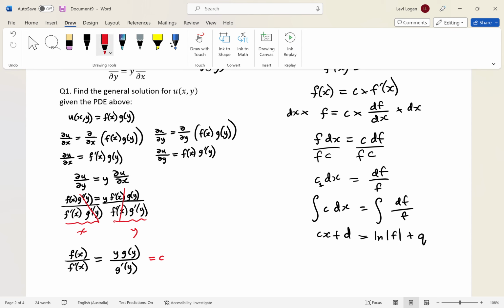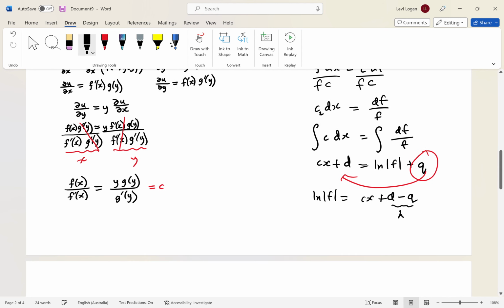Alright, so I'm just going to simplify things. I'm going to move my q to this side. So I'm just going to have natural log of f is equal to cx plus d minus q. I'm going to let this whole thing be h, because this whole thing will be equal to another constant. So rubbing that out, I'm just going to have plus h. And now all I'm going to do is apply the idea, since the natural log is equal to log base e, get f by itself, and there's an h there. So f is equal to e to the cx plus h, right?